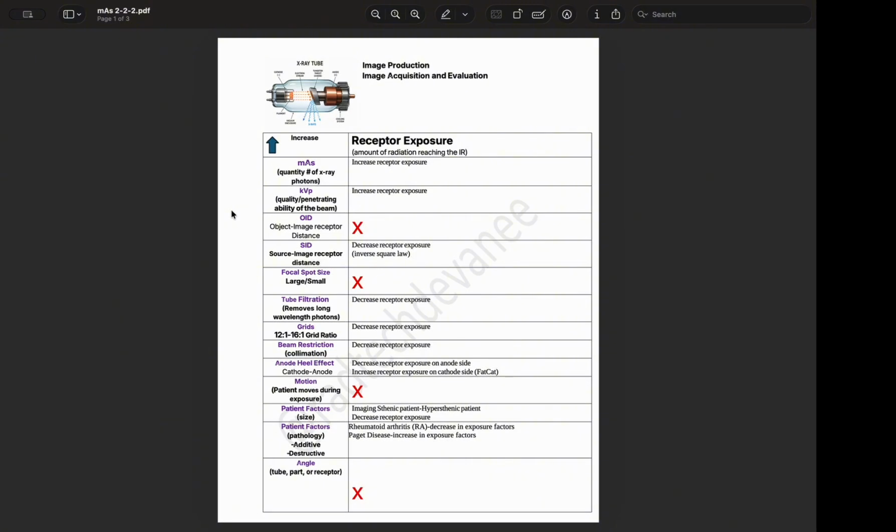So think of the 15% rule. If I increase my kVp by 15%, receptor exposure doubles. So that is not in proportion, right? We're going up kVp by 15%, receptor exposure is going to double. So that is why it is a direct relationship, but it is not directly proportional.